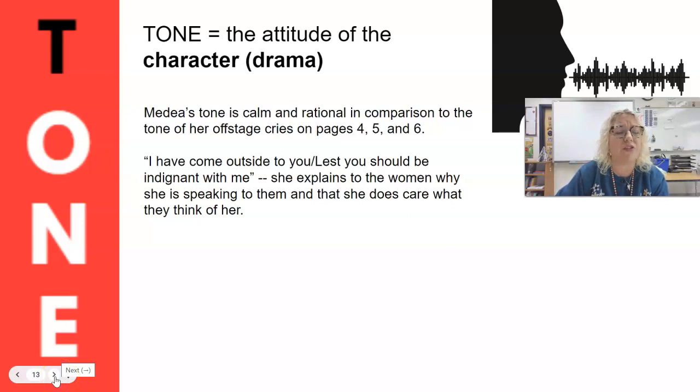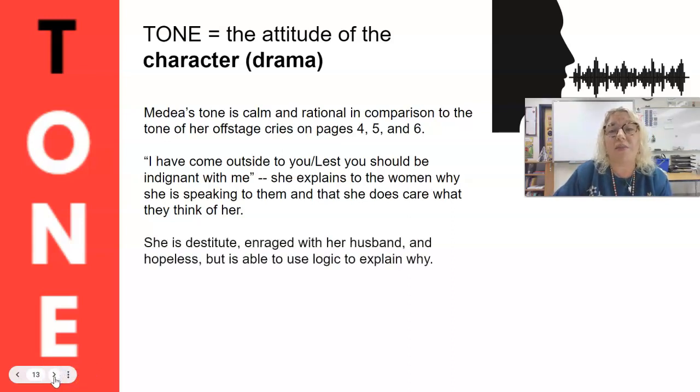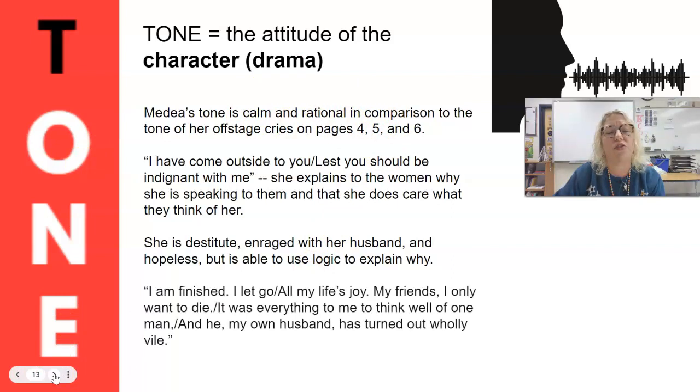This is a calm and rational speaker. At the same time, she's destitute, enraged with her husband, and somewhat hopeless. So all of these feelings are in the tone of this speech. Yet she is able, through logic, to explain why she feels this way. And so I do think overall, it's a calm and rational speech. Here are some of the feelings that she has right now, but she's, again, able to explain why she has these feelings in order to get the chorus on her side.